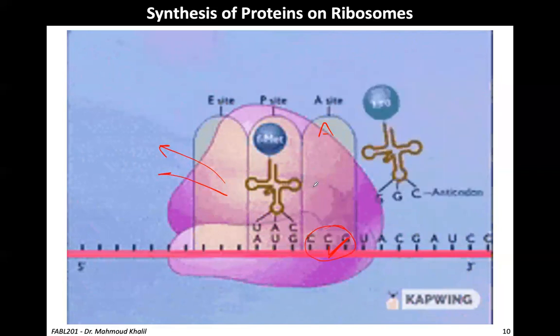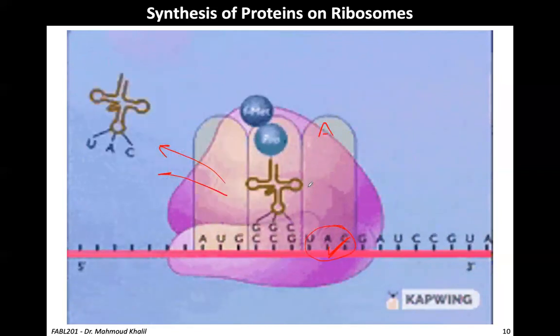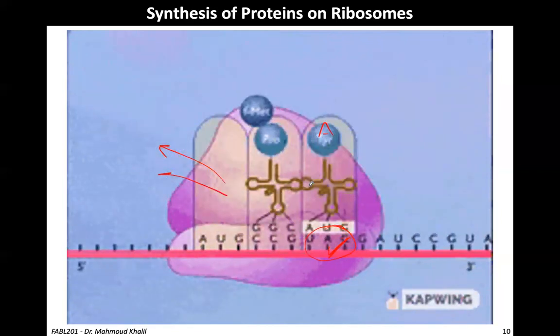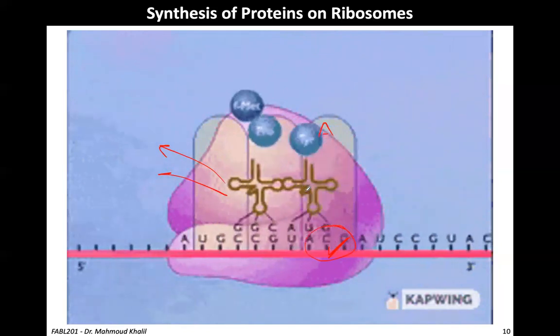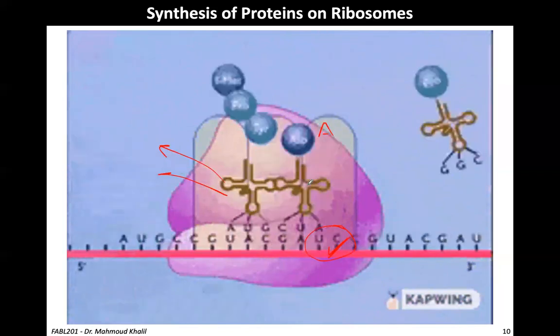Doctor, I know about 3 stop codons. Yes, this is one of the examples. UAA is one of the 3, okay? Okay. Let's continue.